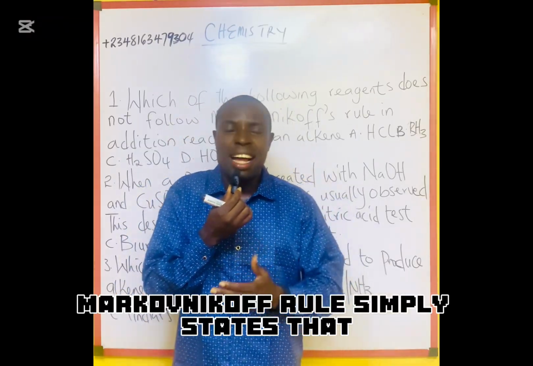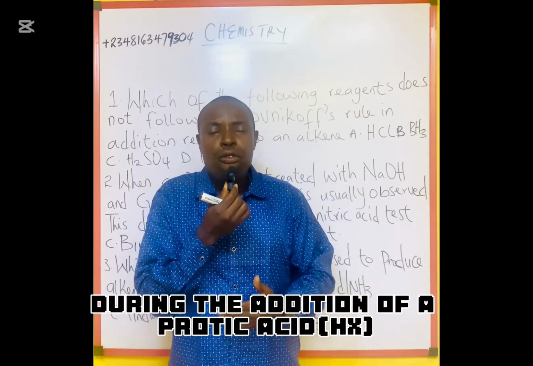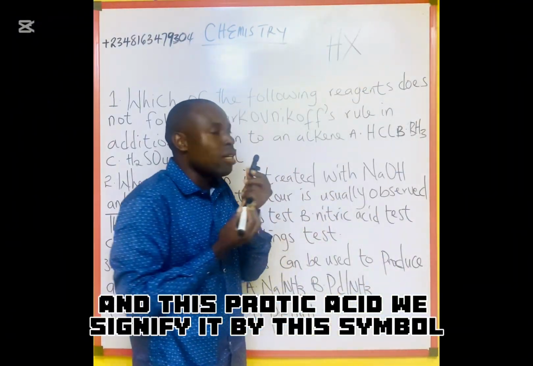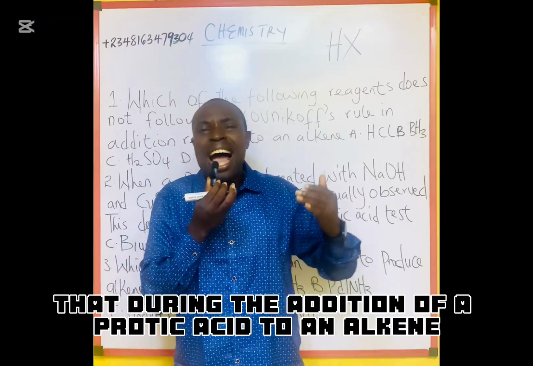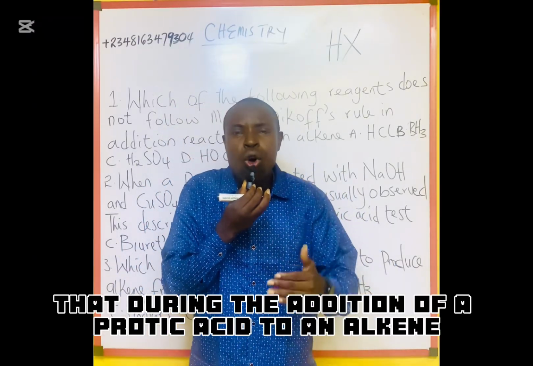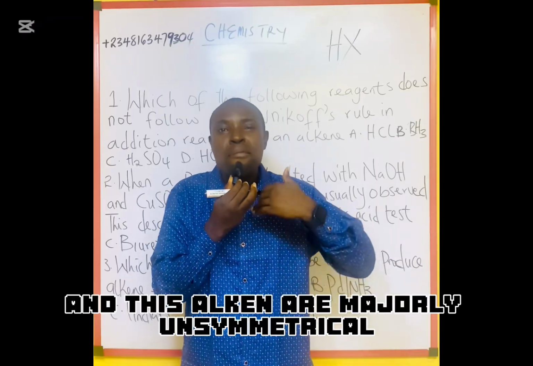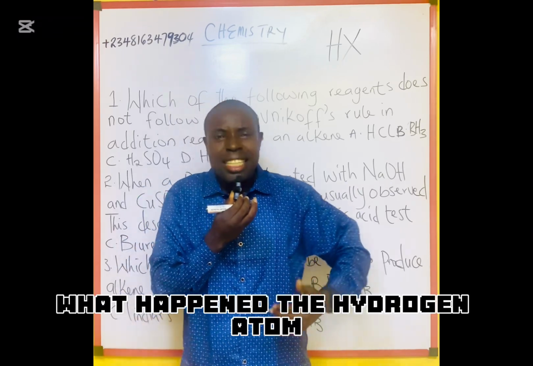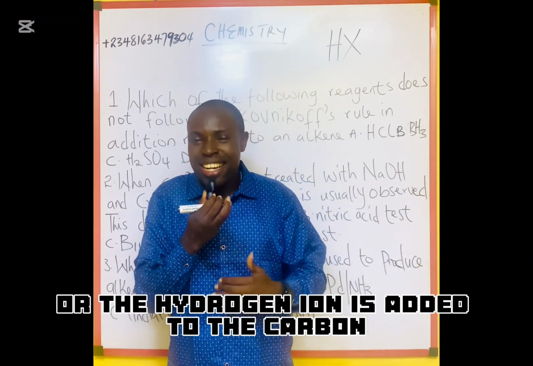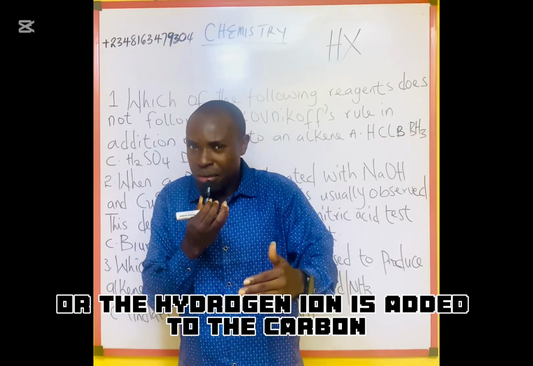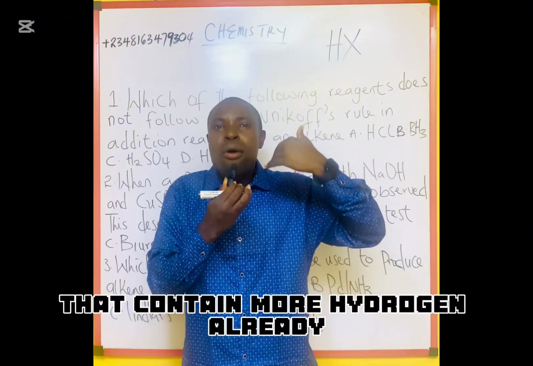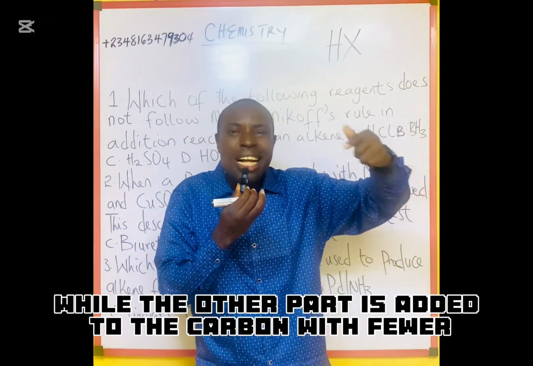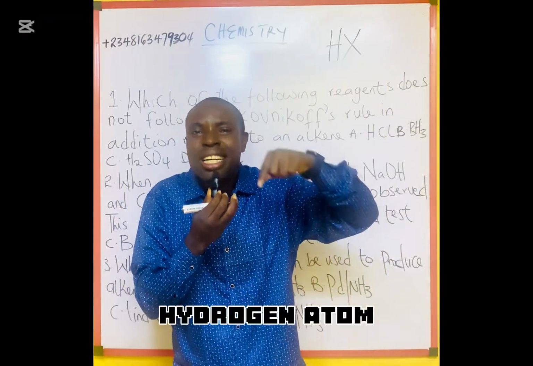Markovnikov rule simply states that during the addition of a protic acid, and this protic acid, we signify it by this symbol, to an alkene, and this alkene are majorly unsymmetric alkene, the hydrogen atom or the hydrogen ion is added to the carbon that contain more hydrogen already, while the other part is added to the carbon with fewer hydrogen atom.